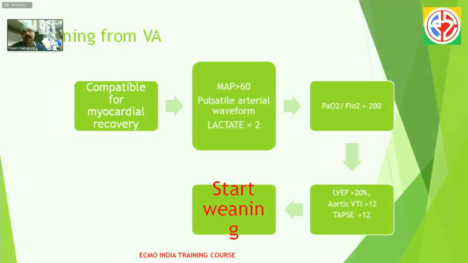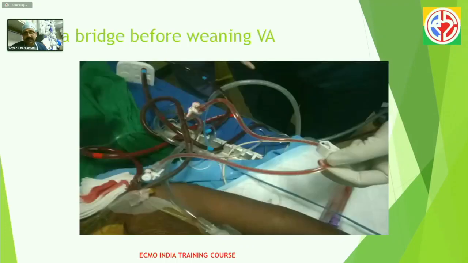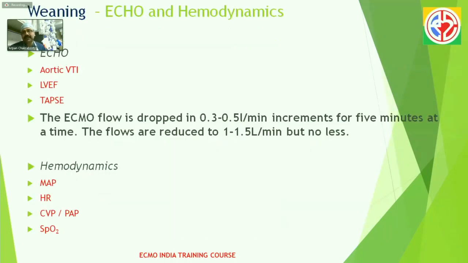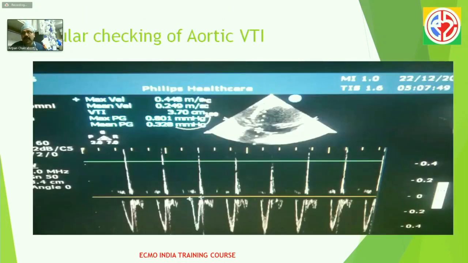We put a bridge. Bridge is a connection between the venous and the arterial line before weaning the veno-arterial ECMO. Many times people don't use a bridge now, but many times we put a bridge. And as the weaning goes on, one person sees the echo, and one person comes down on the flow. We serially check the aortic VTI, the ejection fraction, the eyeballing of the LV, and the TAPSE, which is also important. And you come down by 0.5 liter per minute over a period of 10 to 15 minutes. Many times you come down by half an hour. We go slowly and regular, with regular checking of the aortic VTI.